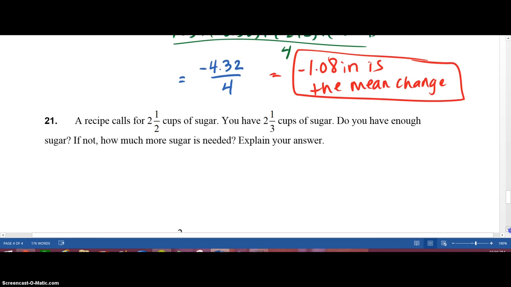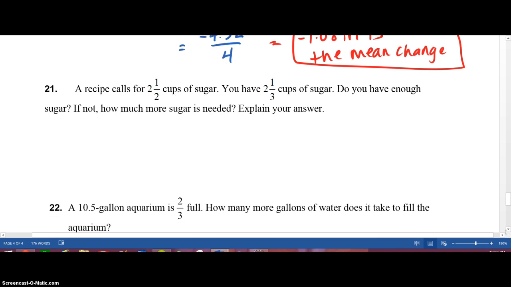Number 21, we're looking for cups of sugar. So we need to find if we have enough sugar for a recipe. So we have 2 1/3 cup, but I need 2 1/2, so I'm going to see if I have enough here. So let's see, I need to compare these two, so I'm going to change 2 1/2 and 2 1/3 to have a common denominator, and here it'll be 6, so 2 3/6 is what we need, and 2 2/6 is what we have.